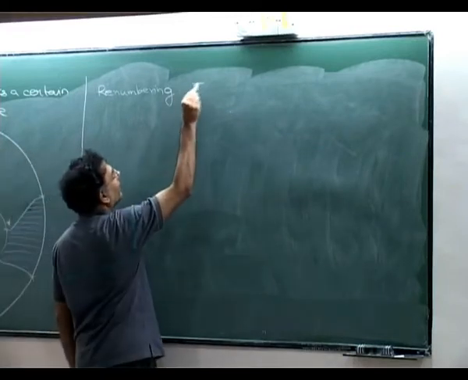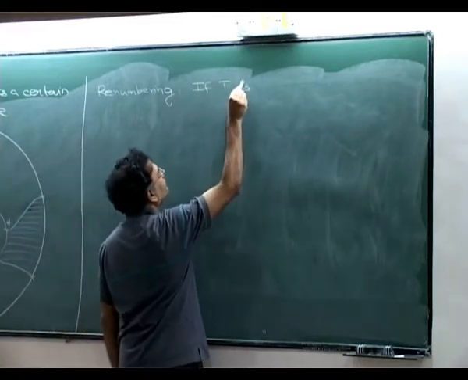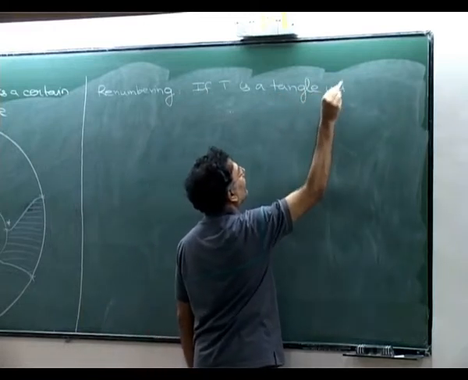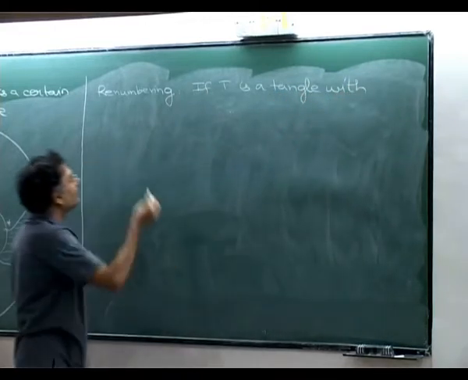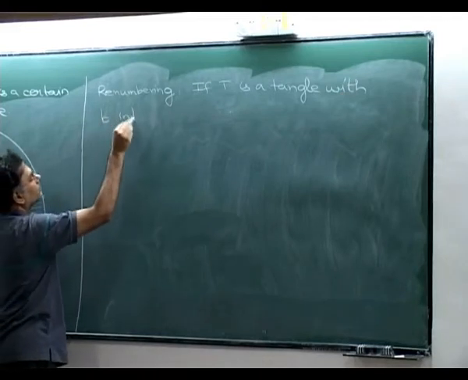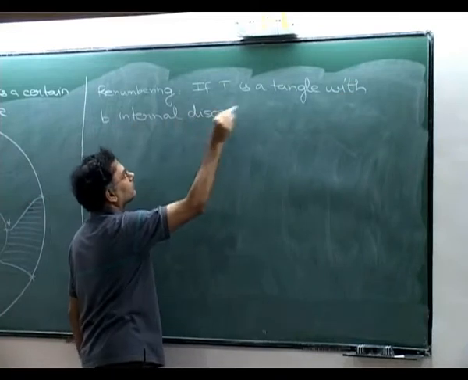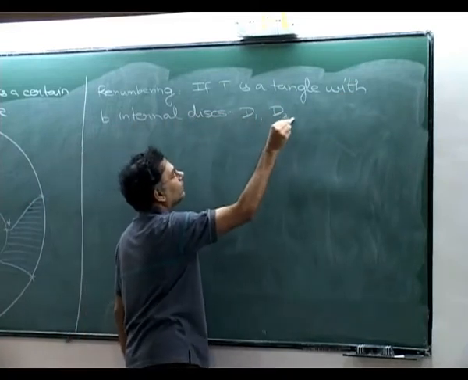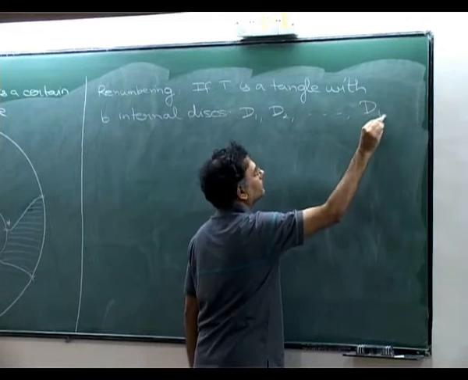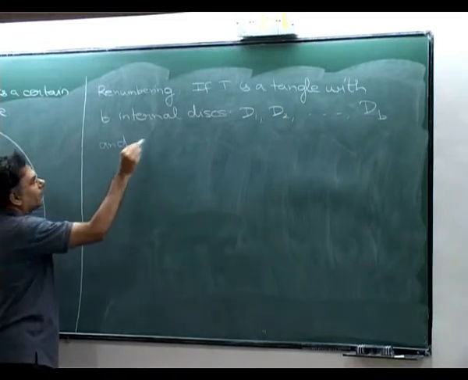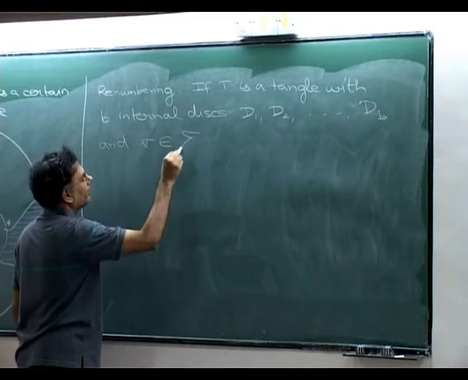So if T is a tangle with B internal disks, D1, D2, and so on. So take a tangle with B internal disks. In this case, B is 5. It has 5 internal disks. And you take a permutation in the symmetric group sigma B.